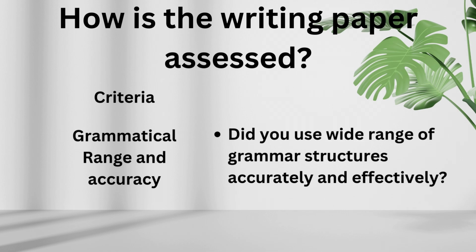So these are the 4 categories on how your IELTS paper will be assessed. So that means that you have to do well in all of these 4 categories, decently well, in order to get a score of 7 bands and above.